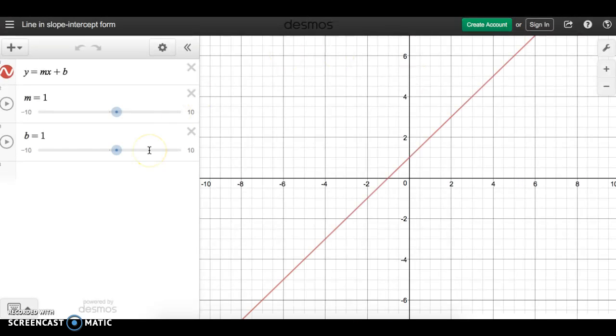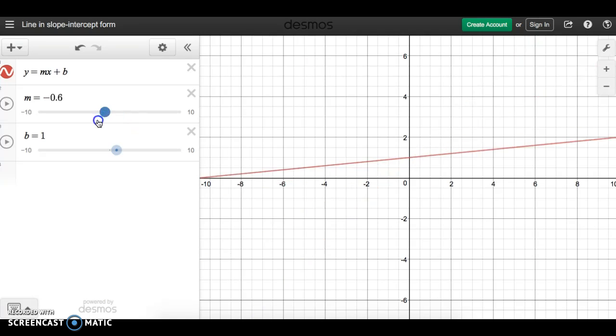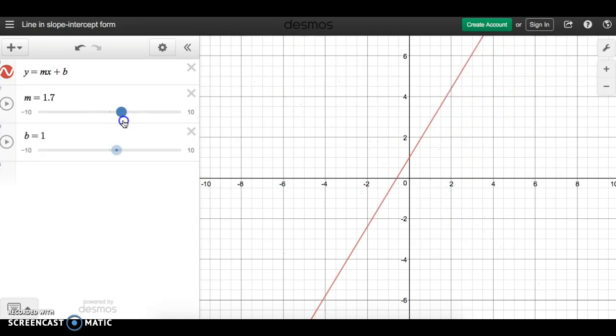So I wanted to take a minute to show you a little bit about Desmos. This particular site allows you to have this slope-intercept line or completely eliminate it. It allows students to manipulate their slope and to manipulate the intercept.